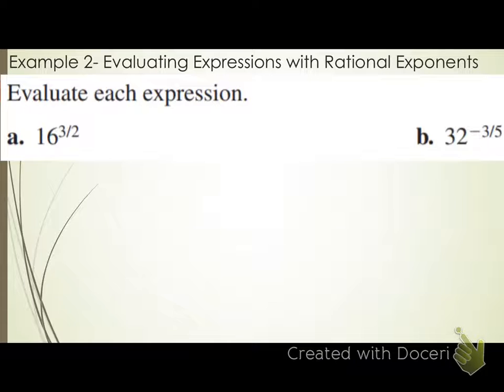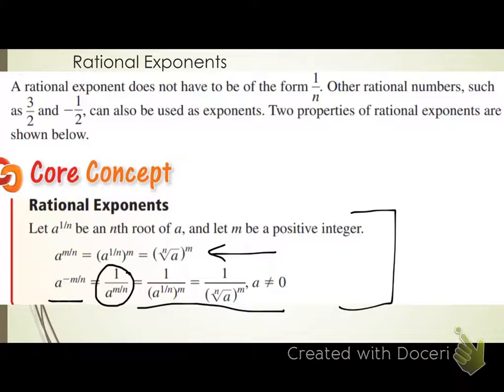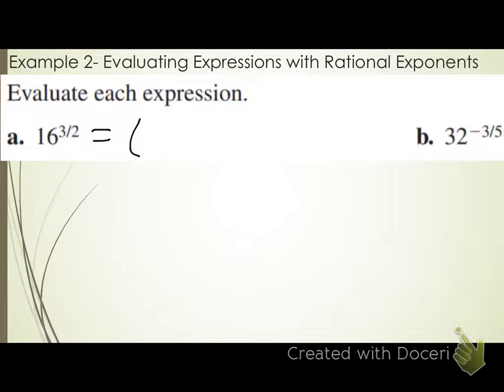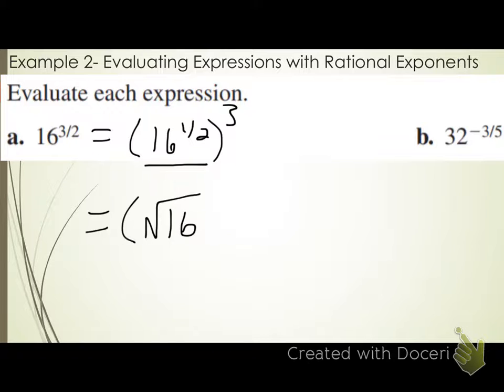It says evaluate each expression. So for letter A, I have 16 to the 3/2 power. Based on this property, this first one, I can break this down into 16 to the 1/2 power raised to the third power. Because if I multiply those two exponents, I'd get back to 3 over 2. Once again, having it like this helps me because I can now write that with a radical. If I have 16 to the 1/2, that's just the square root of 16. I now know what the square root of 16 is. It is 4.